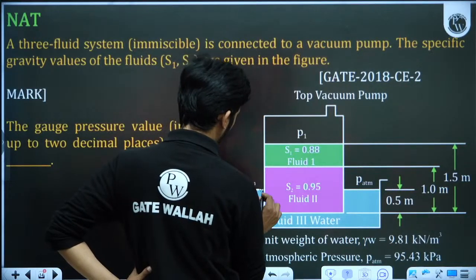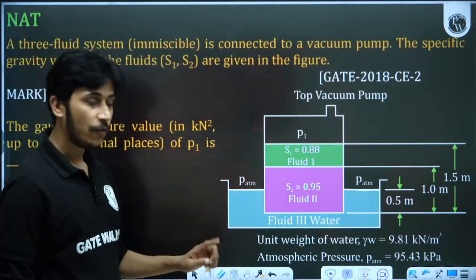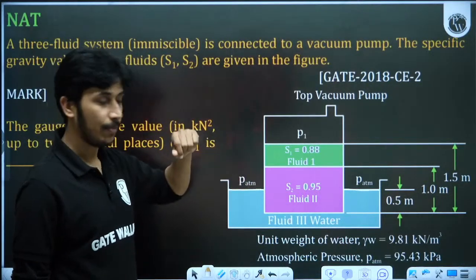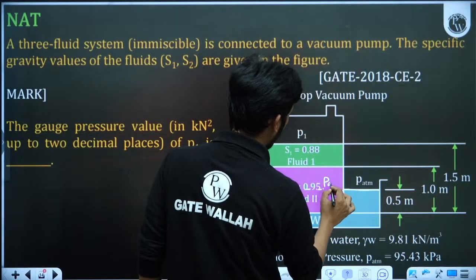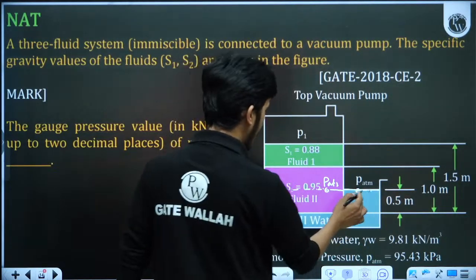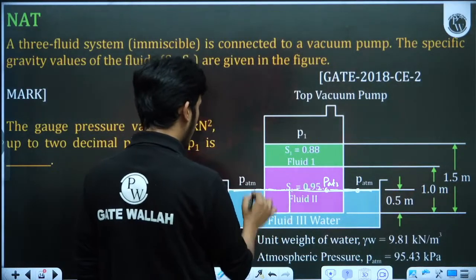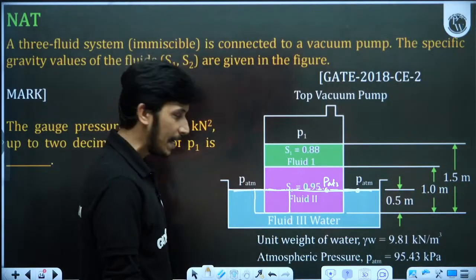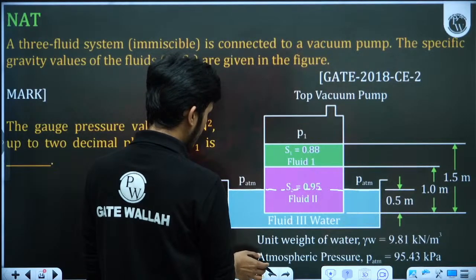here. The pressure is P atm, but P atm pressure is where? Above the surface of water. At the surface of water, the pressure is P atm. Here, the same pressure will not be there. Here, the pressure will not be P atm. Why? Because this fluid and this fluid is not same. You cannot say at this level the pressure will be same. No, because below this the fluid is different, and above this the fluid is different. Are you getting my point?